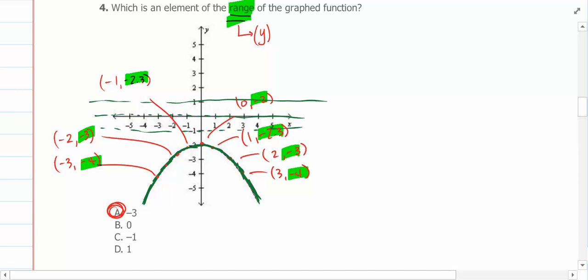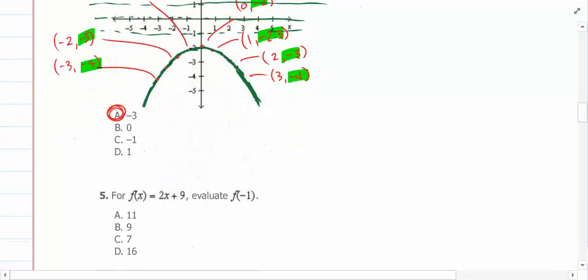So again, range, as we discussed on the very first day of this section, is how tall the graph can get, or how high the graph can get on the y-axis. Its limit is right here at -2. It can't get any higher than that. -3 is the only one in that list, so that's why we're going with A for an answer to number 4.